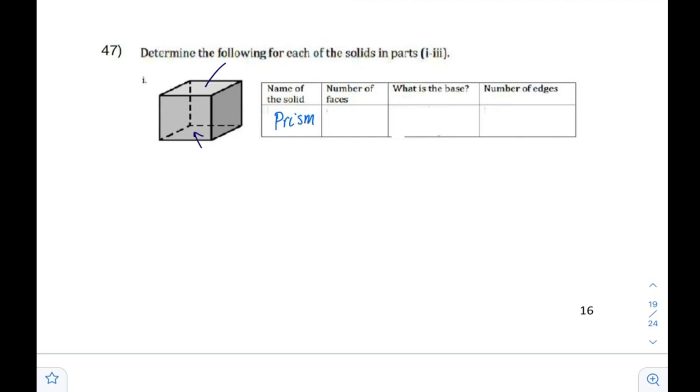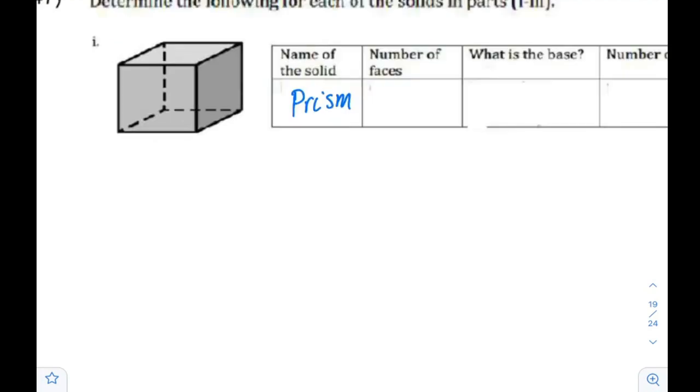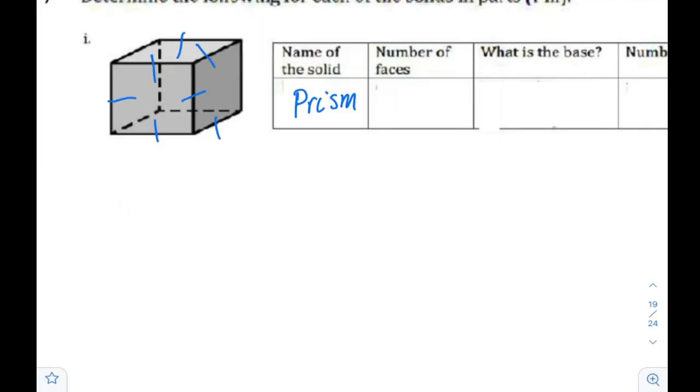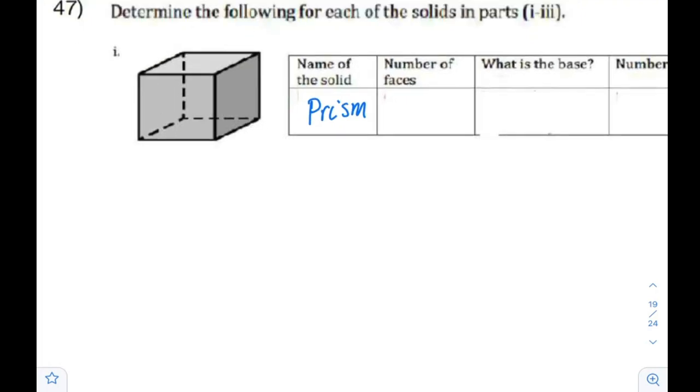And if all the faces are congruent, then it is called a cube. But this is not mentioned here. If all the sides are given to be equal, then all faces will be squares. That means it's a cube, but no one told us that. So it's a prism.